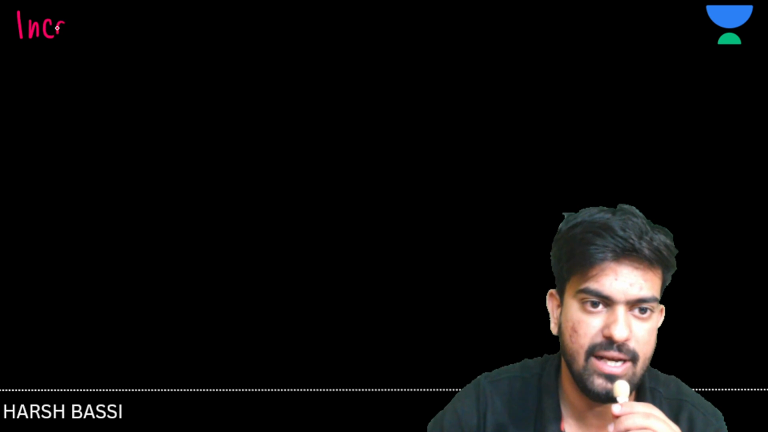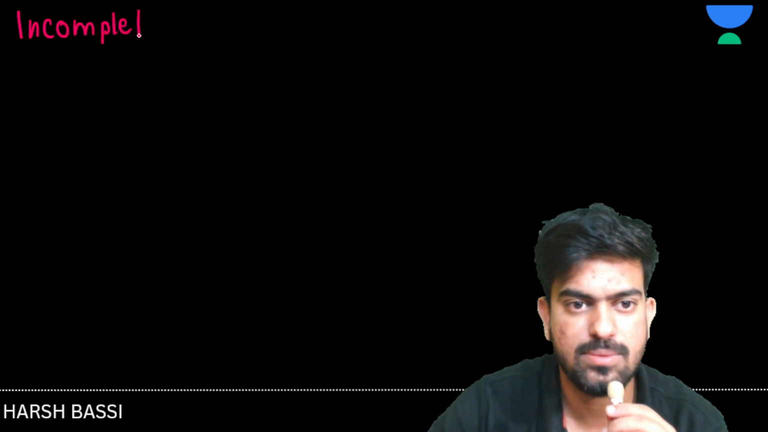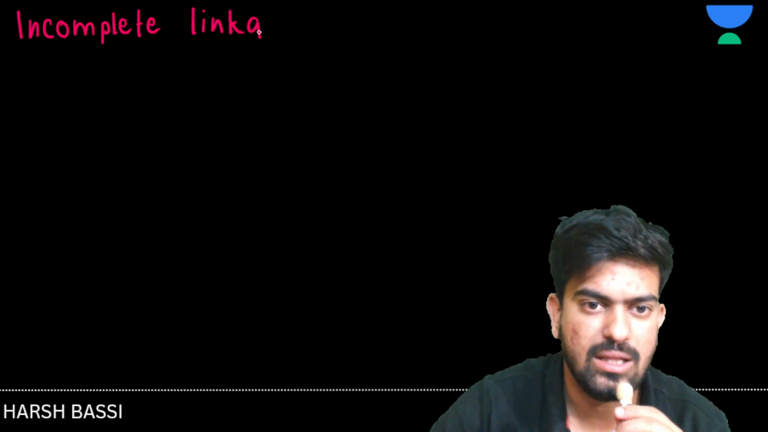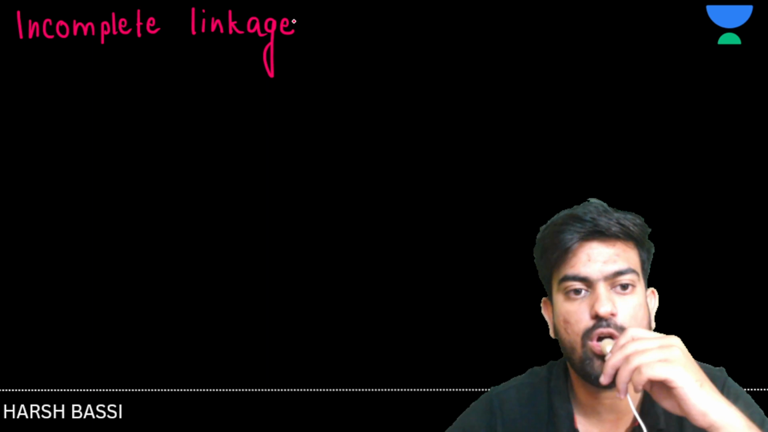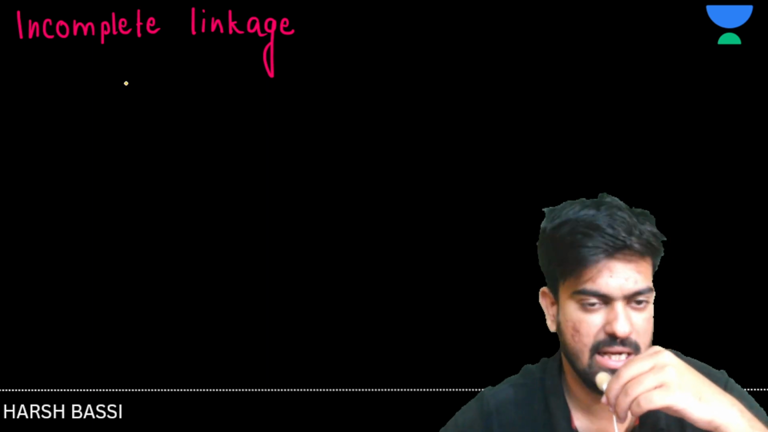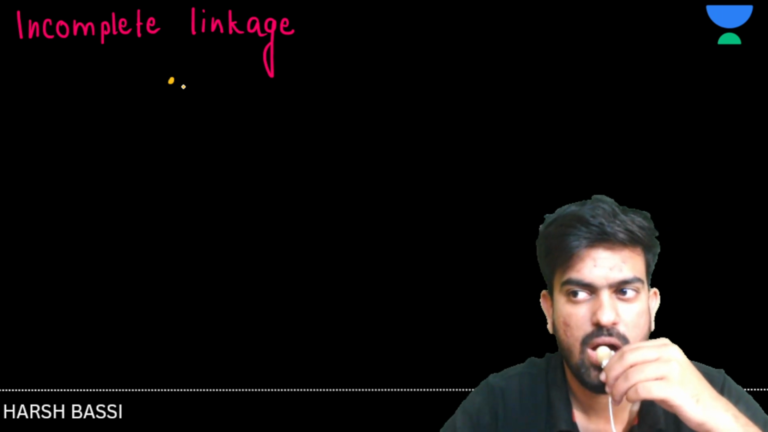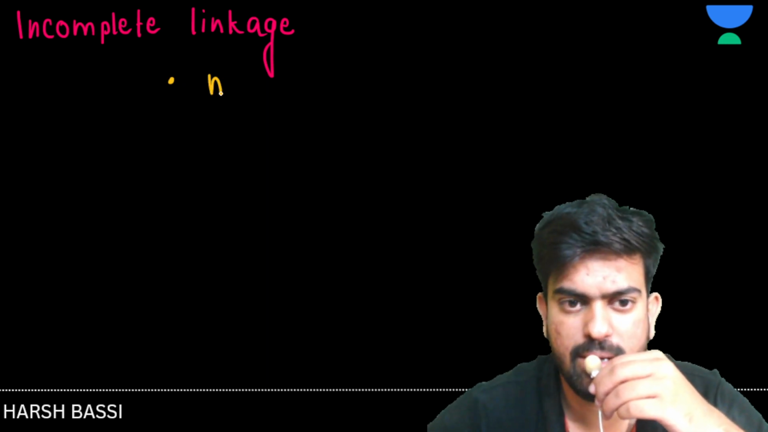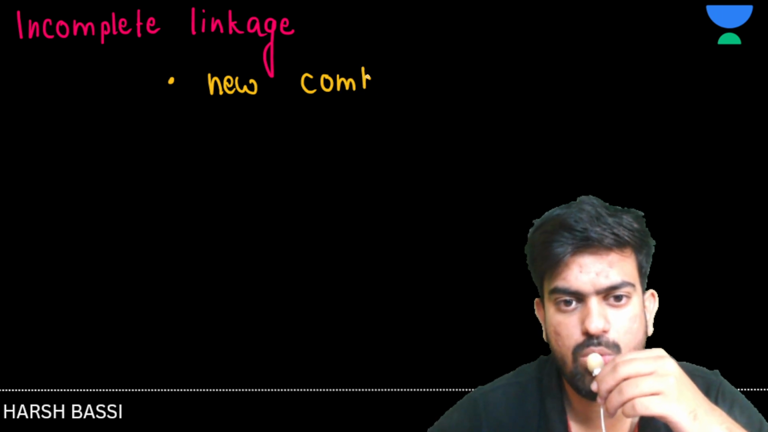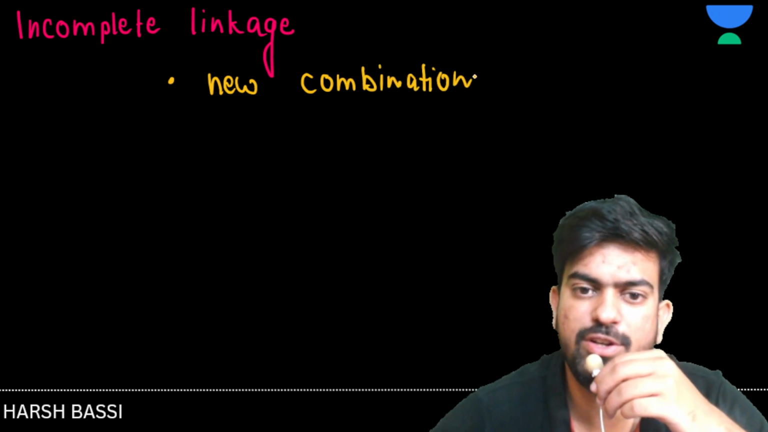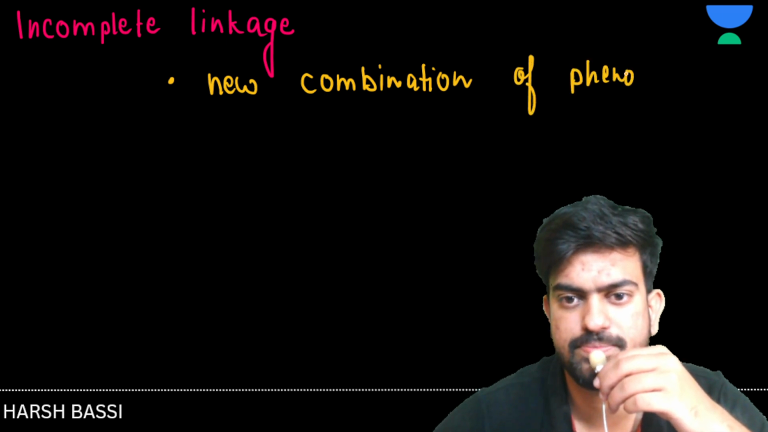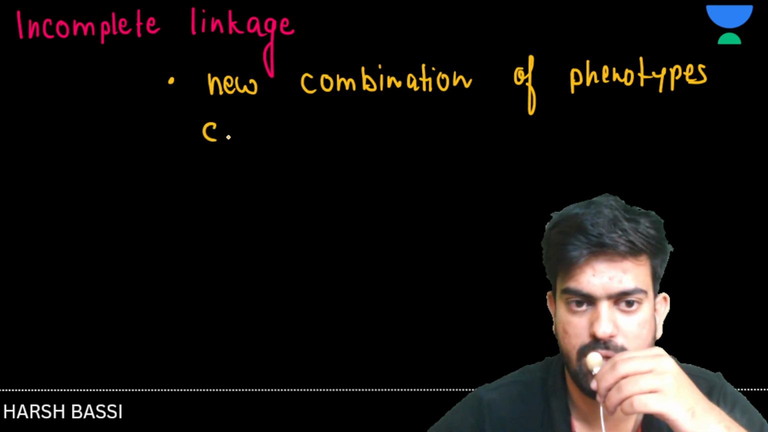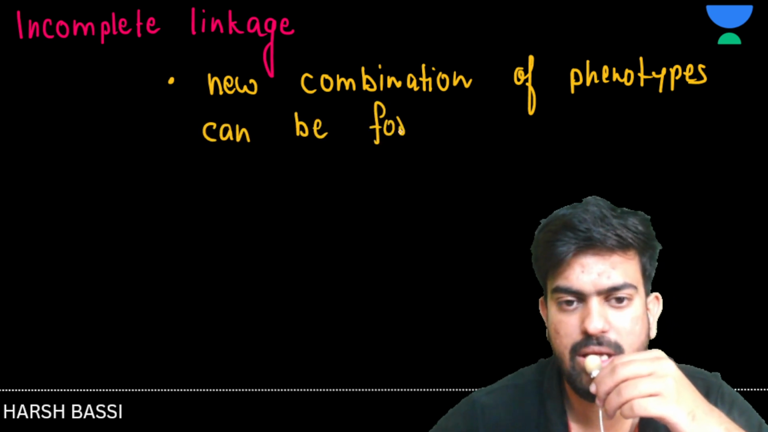So, now see here. Linkage is of two types. One is incomplete linkage, and the other one is complete linkage. If I talk about incomplete linkage, what happens in incomplete linkage, sir? See, in incomplete linkage, recombinants are formed. A new combination of phenotypes can be formed. Yes or no? Yes, sir. Okay, can be formed.